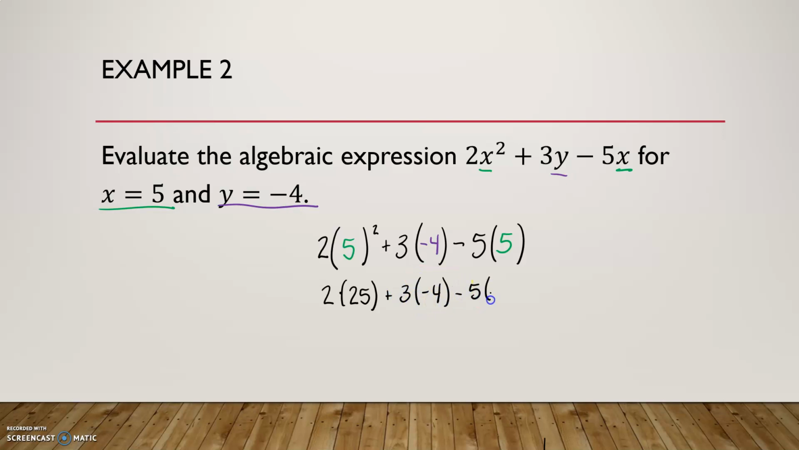And then everything else I'm just leaving the same so that I can do my multiply step at the same time. So this would give me 50 plus negative 12 minus 25. And I went ahead and brought this plus down, but then 3 times 4 gave me the negative 12. So I have to combine those signs, and it would make it just be minus.